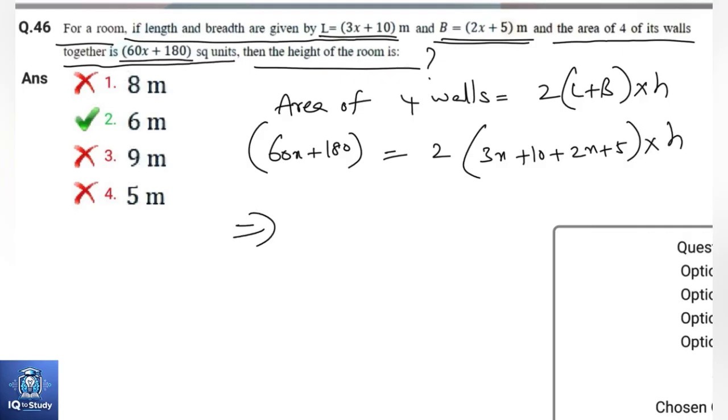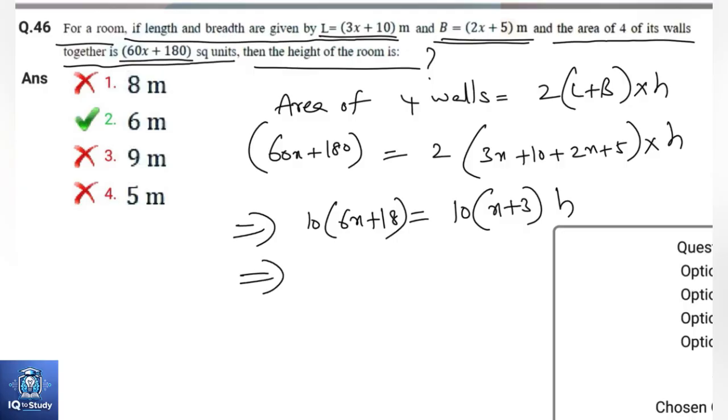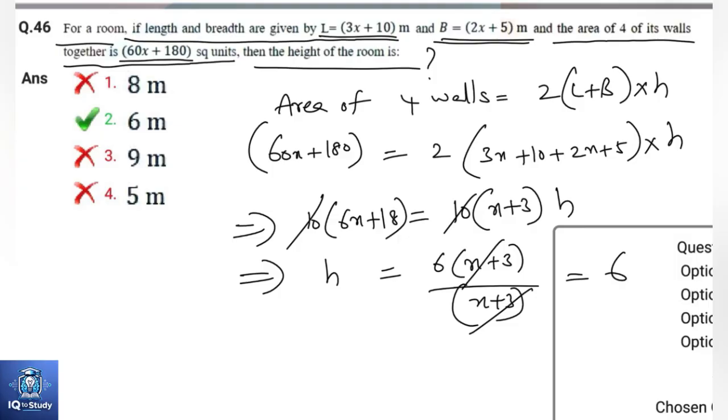Let's simplify this. After simplifying, it becomes 10 into (6x plus 18) is equal to 10 into (x plus 3) into h, which implies h is equal to 6 into (x plus 3) divided by (x plus 3), and that is equal to 6 meters. So height is 6 meters.